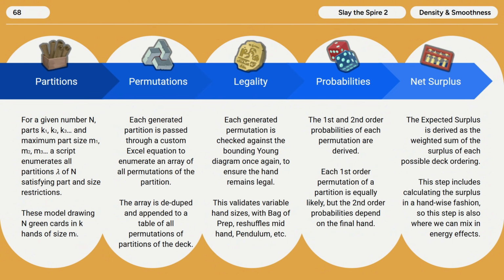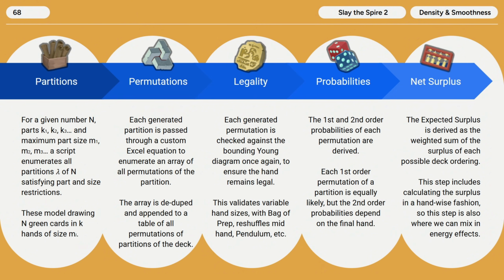But this array is then deduped. It's appended to a table of all the permutations of all the partitions of the deck, and then I check for the legality of them. Each generated permutation is checked against the bounding Young diagram once again to ensure that the hand remains legal. So after I take the partition and then permute it around, it's entirely possible it will no longer be legal, right? Maybe the partition draws 5 quality cards on hand 1, but then there's only 1 card on the bottom deck, and this permutation puts 5 good cards in 1 bottom decked hand, which isn't possible because, you know, there's only 1 card. 5 cards equals 1 card.